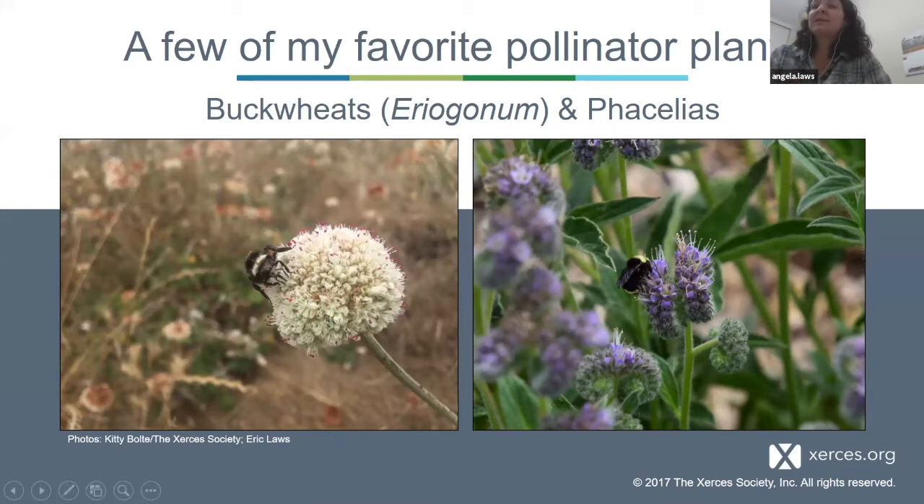Phacelias are bee magnets. If you want bees in your yard, plant phacelias. This one is from the Natomas Pollinator Garden, and it was covered in bumblebees. Most of them are annuals. A lot of them have really interesting flowers, but bees love them.